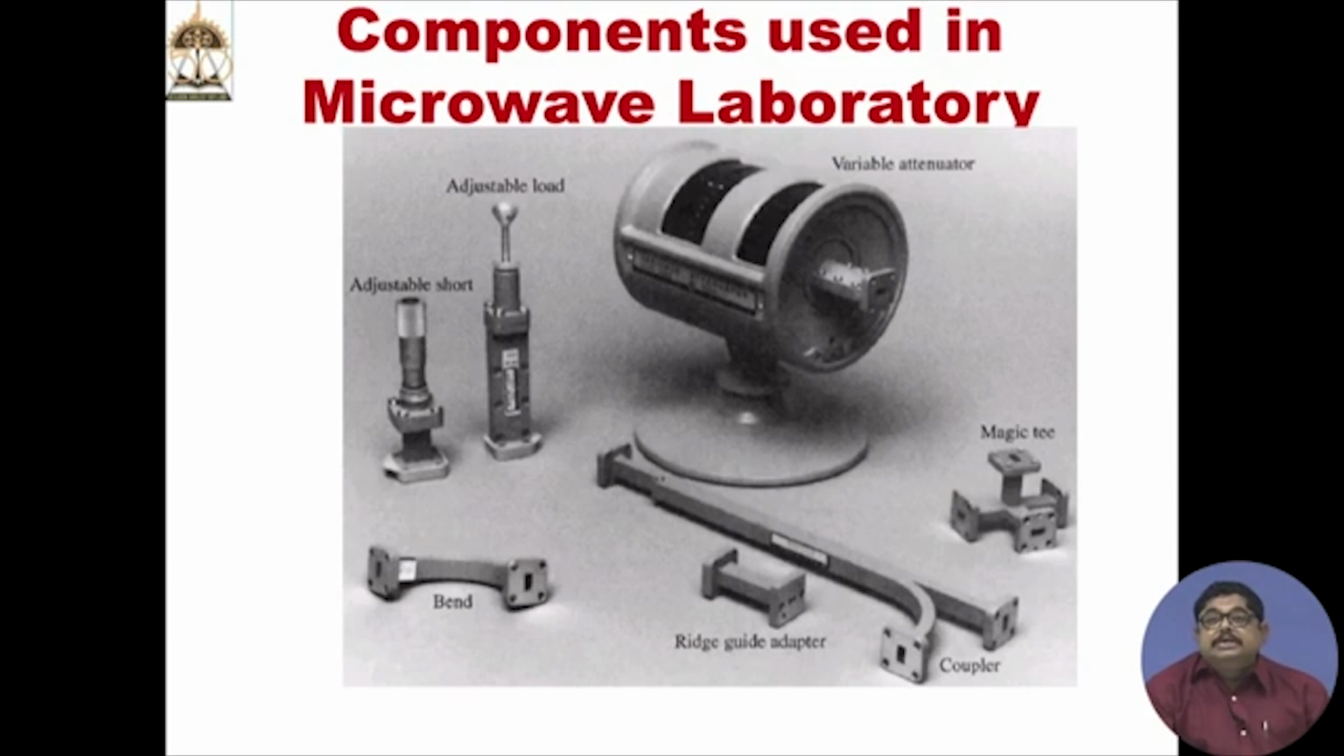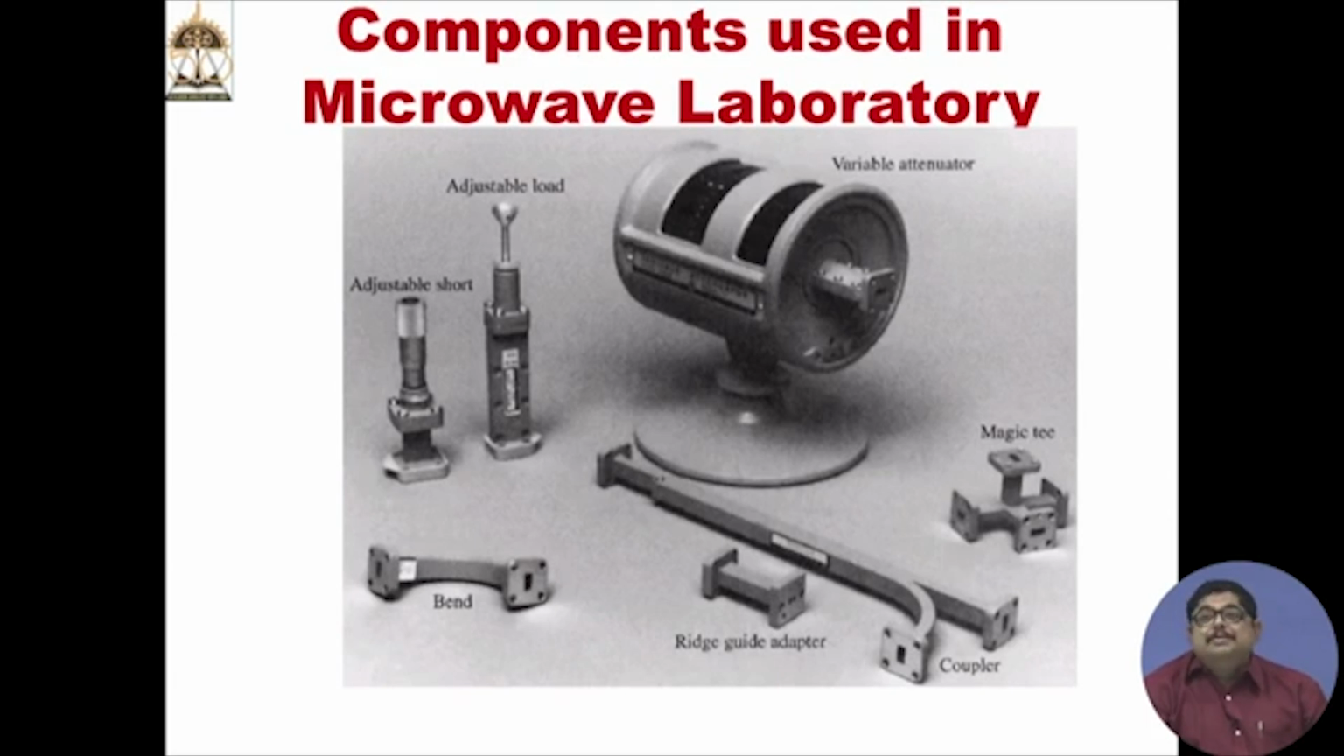Actually, this is the basis for separating. This device can separate the forward wave and reflected wave, and this is the basis of the modern-day replacement of this microwave bench, which is called a network analyzer. And then you can also see a magic T.